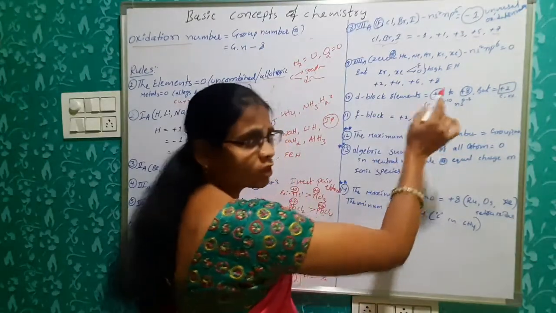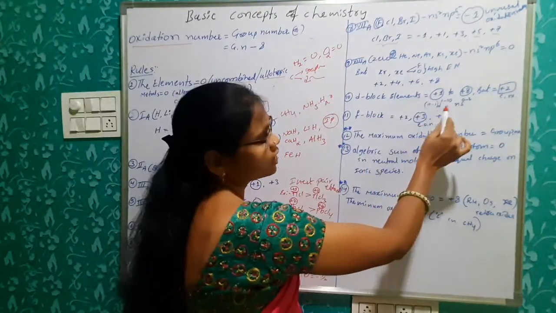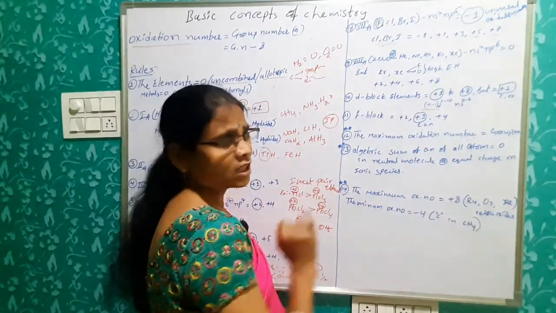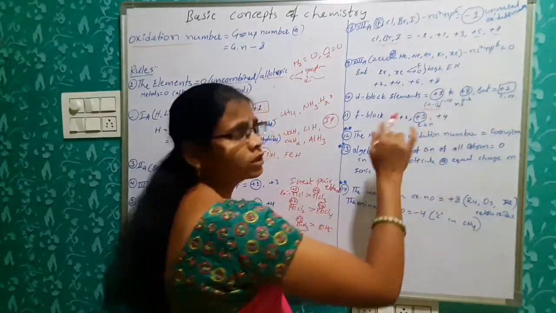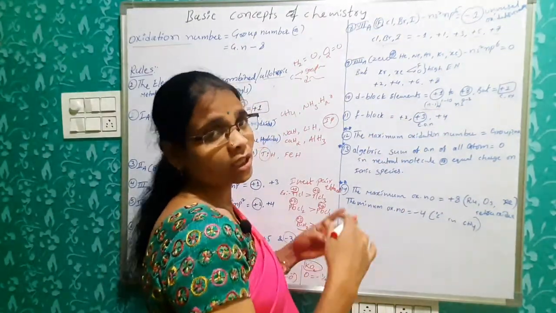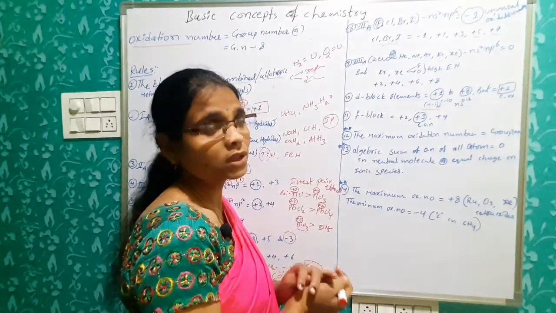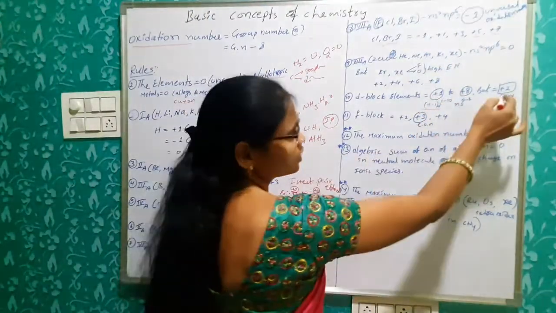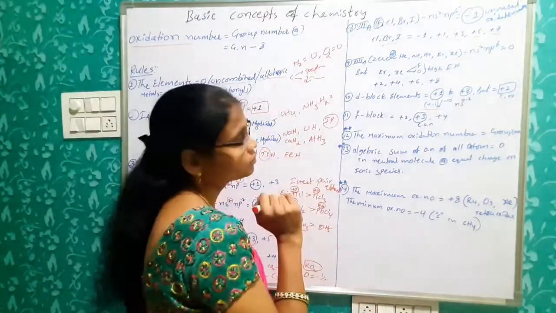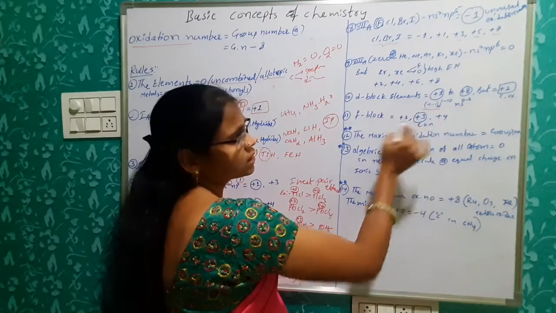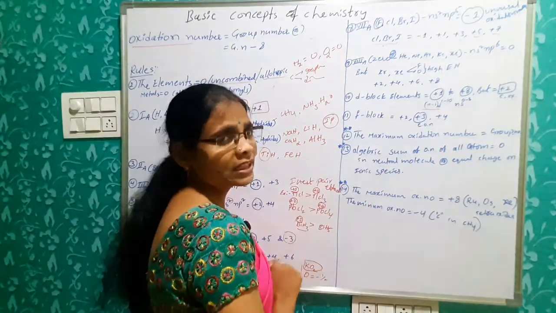Clear? Now d block elements show variable oxidation numbers due to their electronic configuration, meaning the outermost shell and penultimate shell are both incompletely filled with electrons. That's why they show variable oxidation numbers in their compounds. They show plus 1 to plus 8, but the common oxidation state is plus 2. F block elements show plus 2, plus 3, plus 4, but the common oxidation state is plus 3.